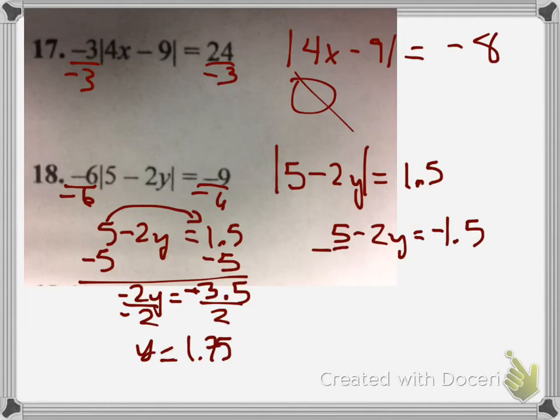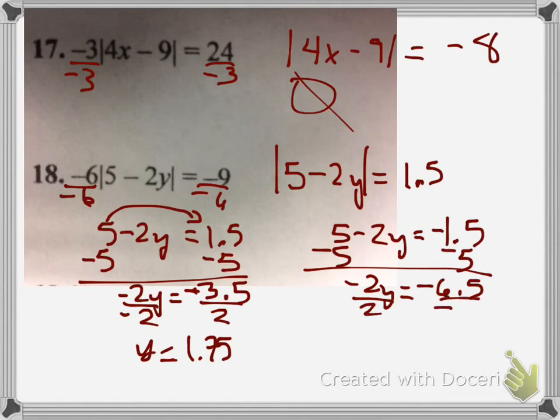Okay, subtract 5 over here, and they end up adding together, so I get negative 2y is equal to negative 6.5, and divide by negative 2, and y is equal to positive 3.25.